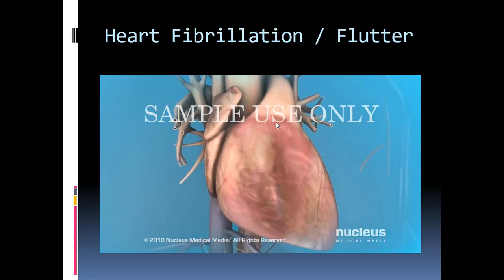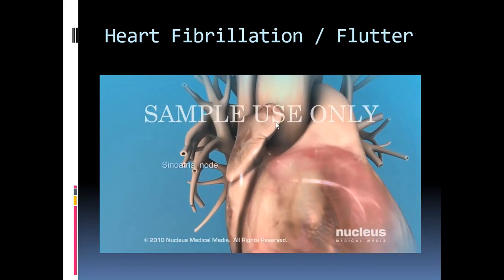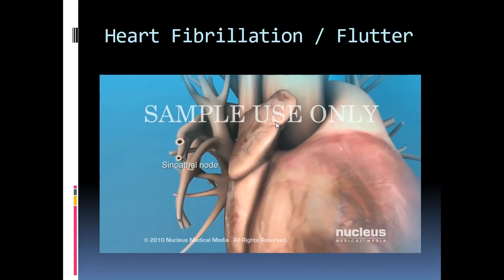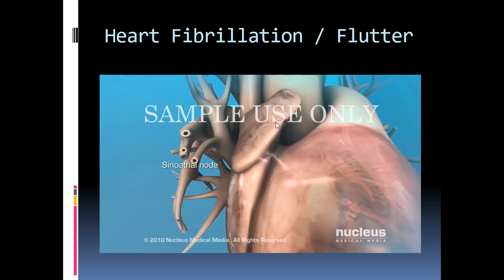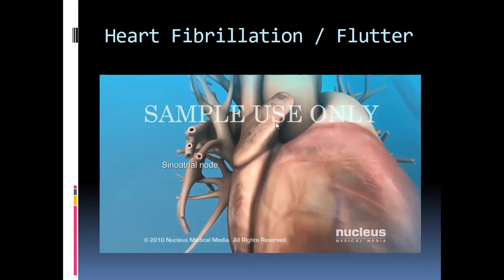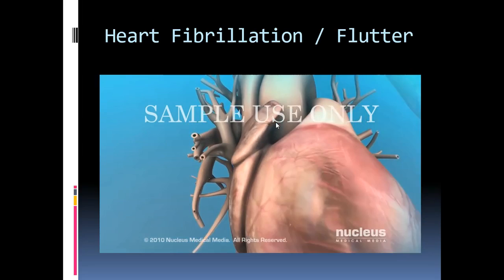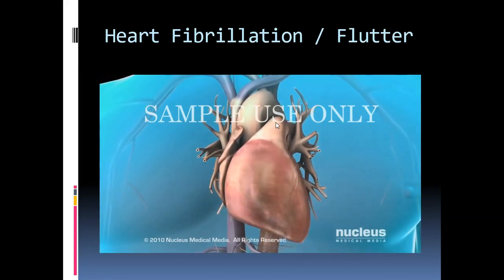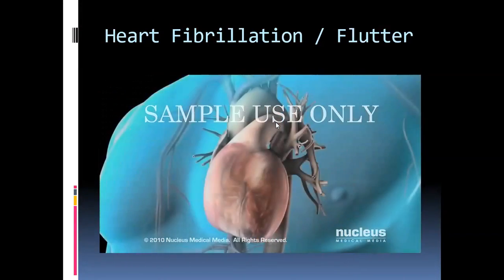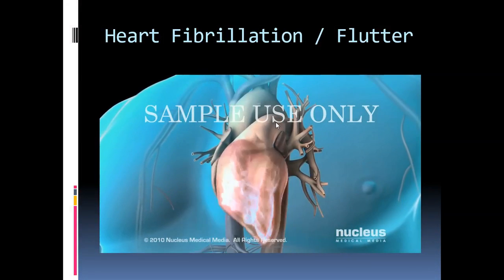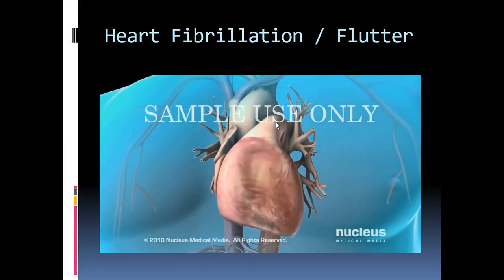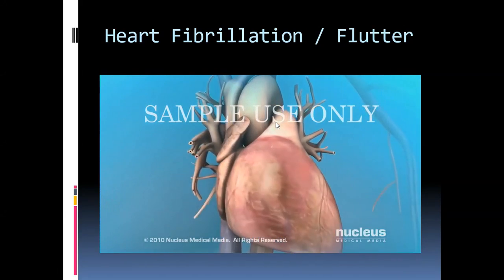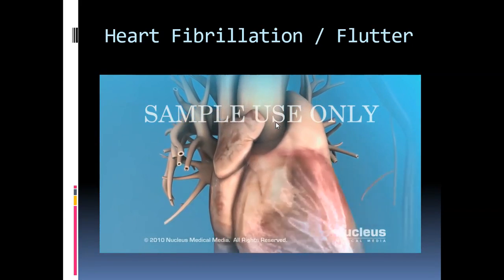These electrical signals start in a cluster of cells called the sinoatrial node, or pacemaker. The sinoatrial node, or SA node, is located in the wall of the right upper chamber of the heart, called the right atrium. When the electrical signals reach the heart muscle, they cause it to contract and pump blood. An abnormal heart rhythm is called an arrhythmia.